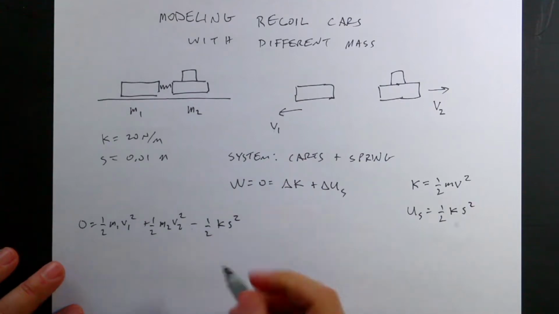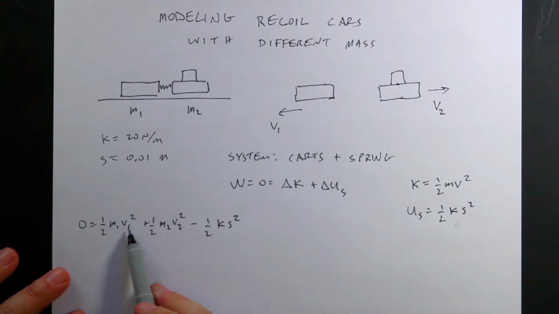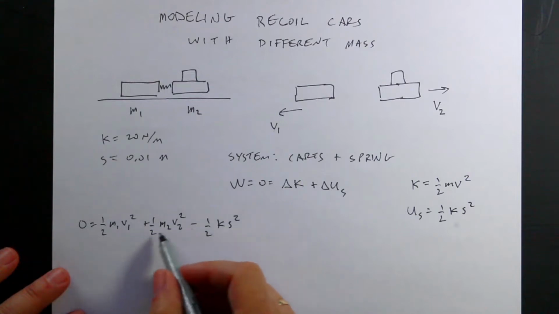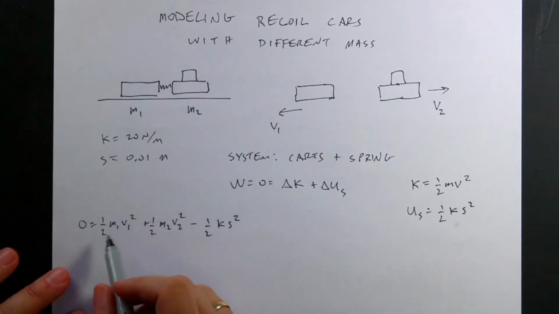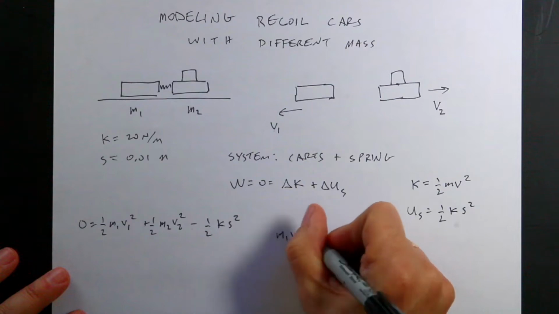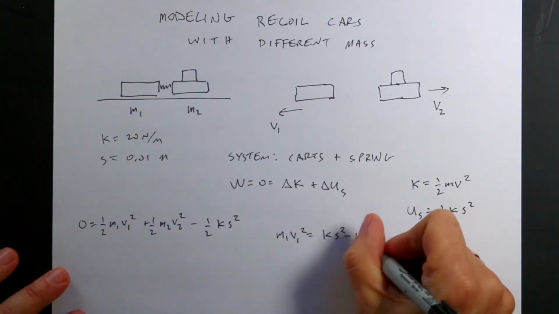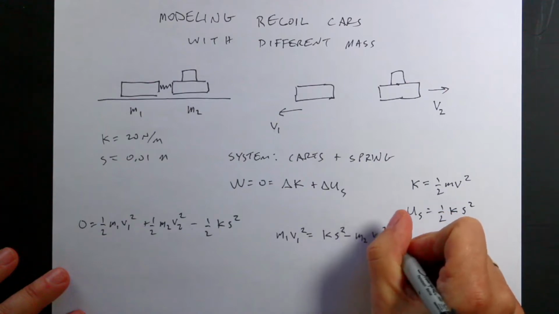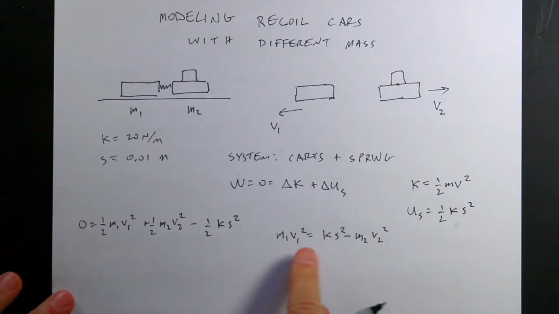So let's take this and solve for v1. I'm going to solve this for v1. Okay, so first of all, I can multiply everything by 2, and that's gone. 2 times 0 is 0. And then I'm going to move this stuff to the other side. So I get m1 v1 squared equals ks squared minus m2 v2 squared, right? If I move this to the other side, it becomes negative. That one becomes positive, and I have that.